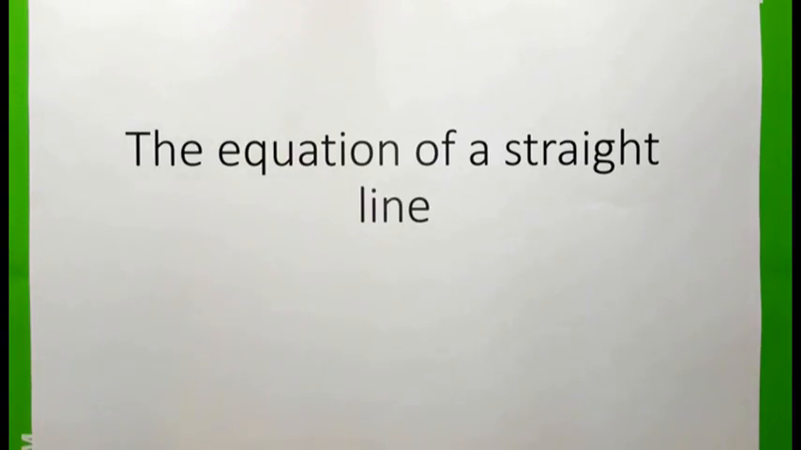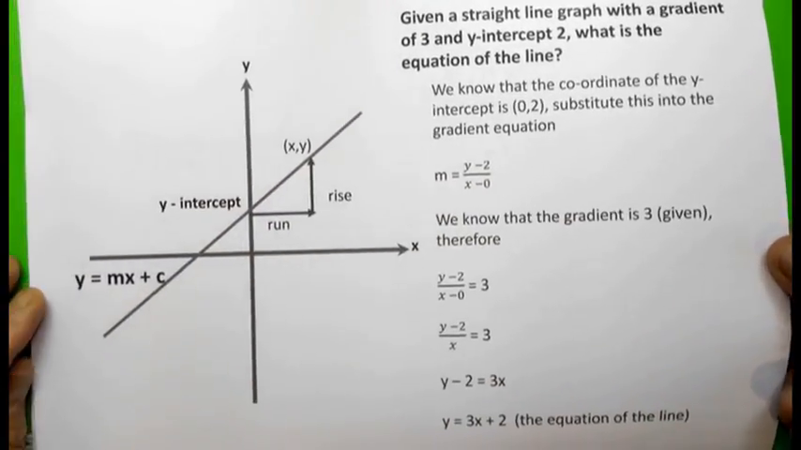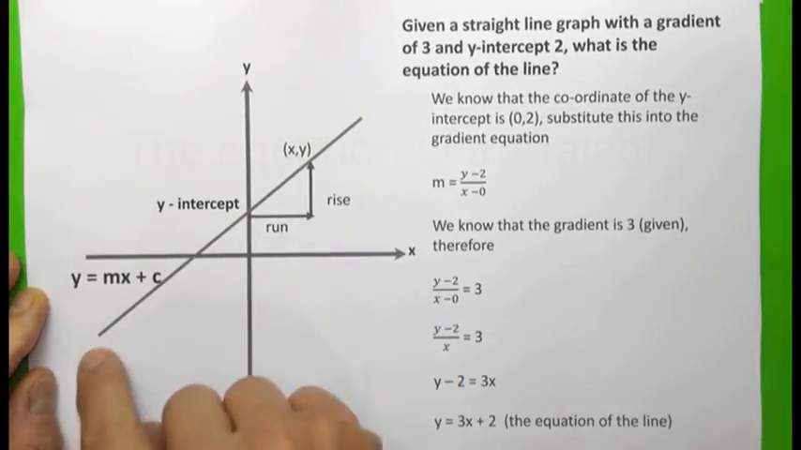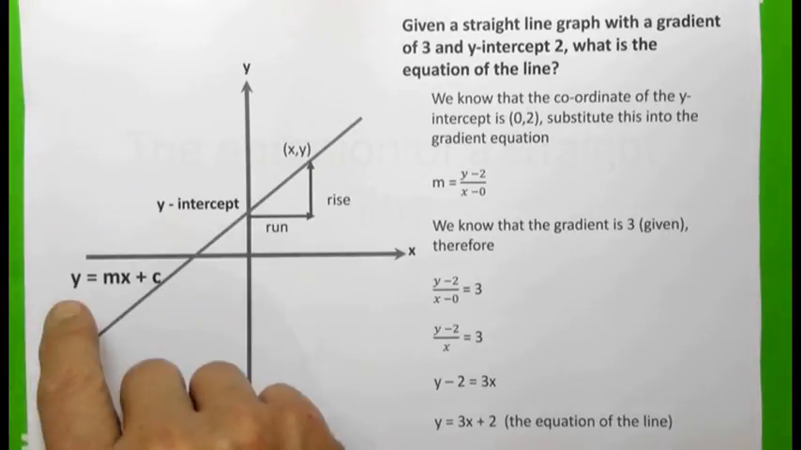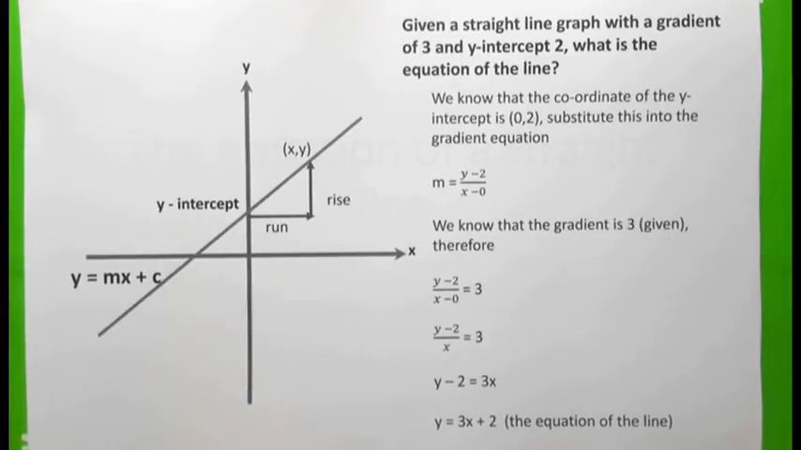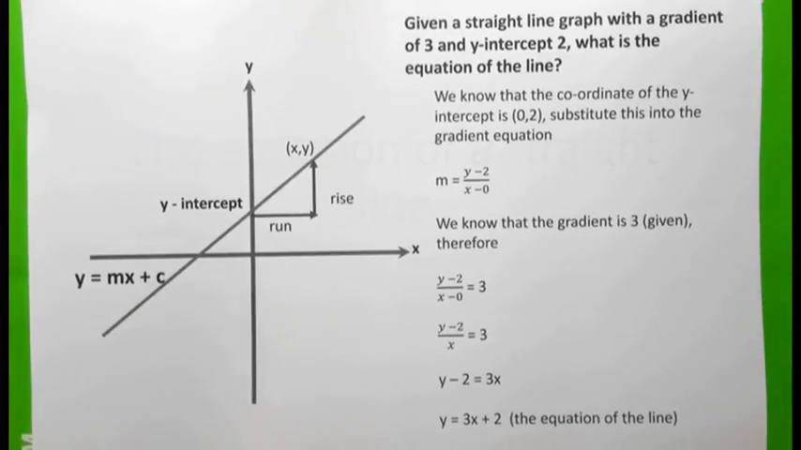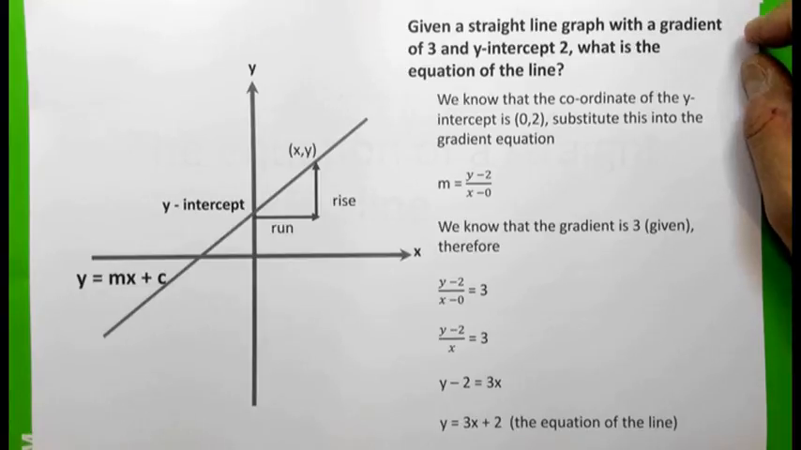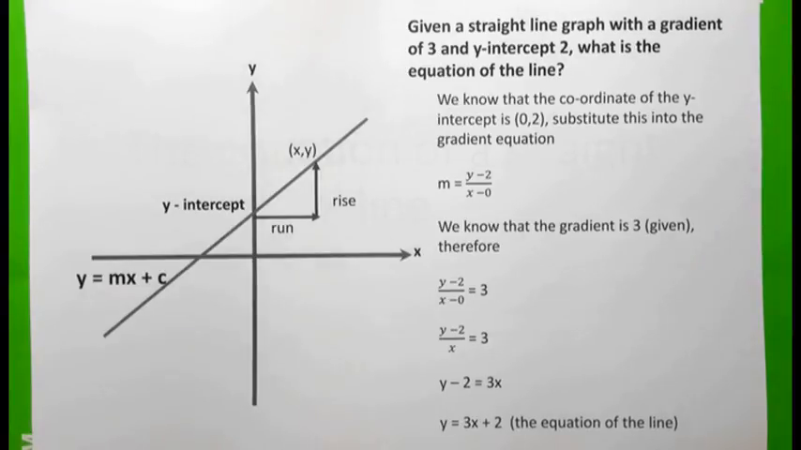In this lesson, we are going to look at how we can work out the equation of a straight line. Let me remind you, a straight line on a Cartesian plane generally has the equation y equals mx plus c. Let's see how we can work out the actual equation. If you're given a straight line graph with a gradient of 3 and y-intercept 2, what is the equation of the line?